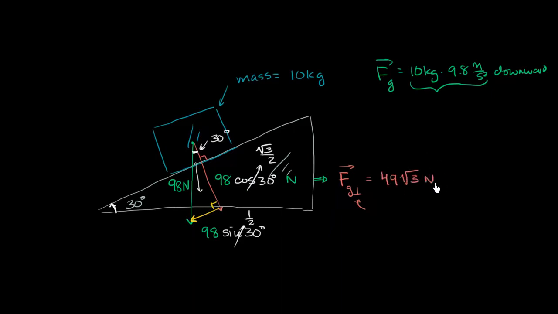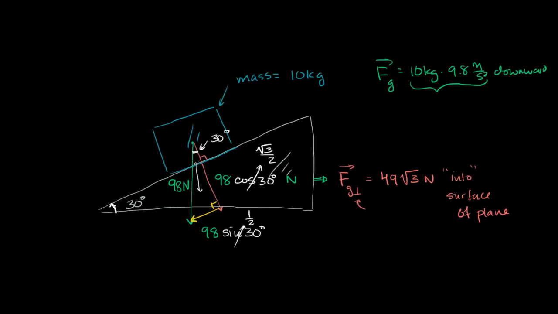And its direction is into the surface of the plane, or the surface of the ramp. And it's in this direction over here. I have to do this because it's a vector. I have to tell you what direction it's going in.